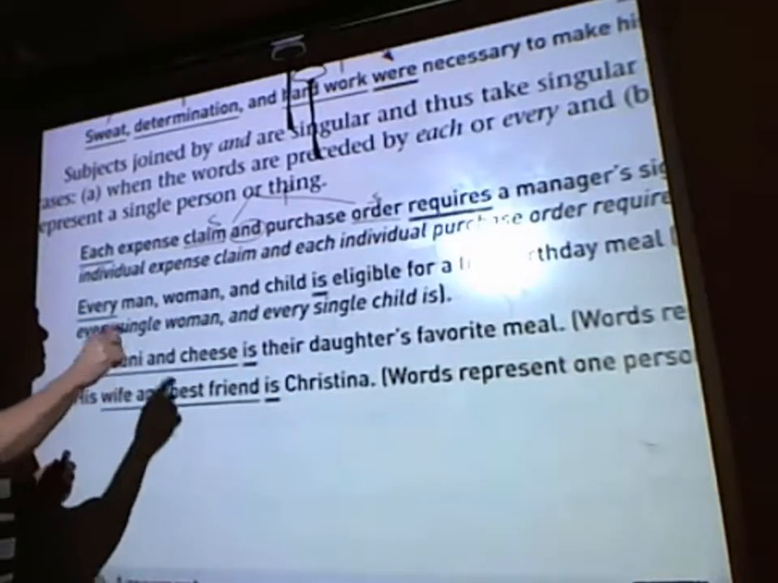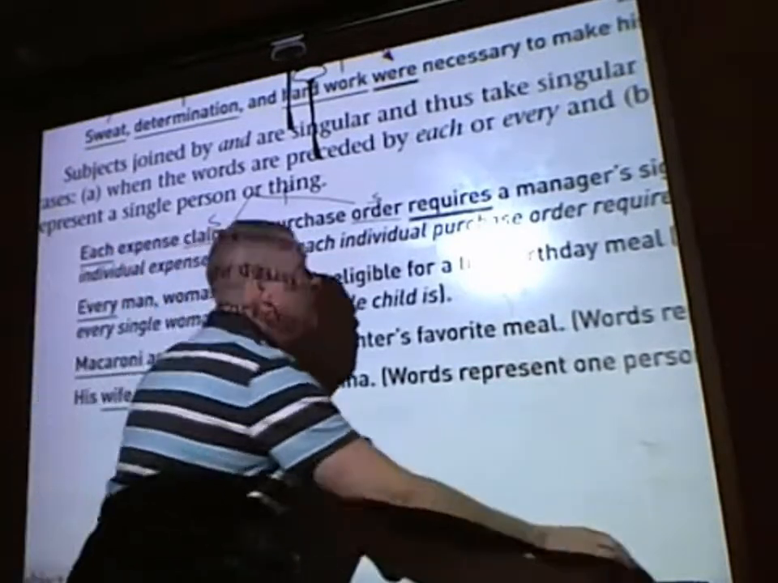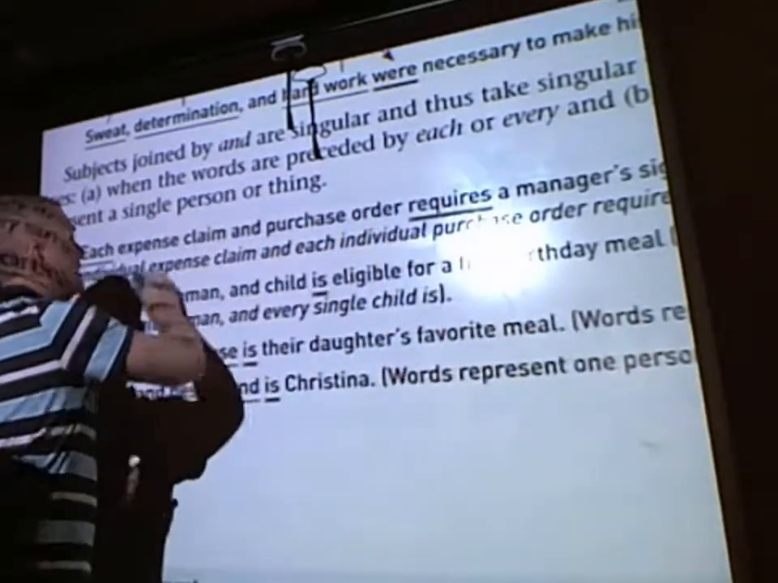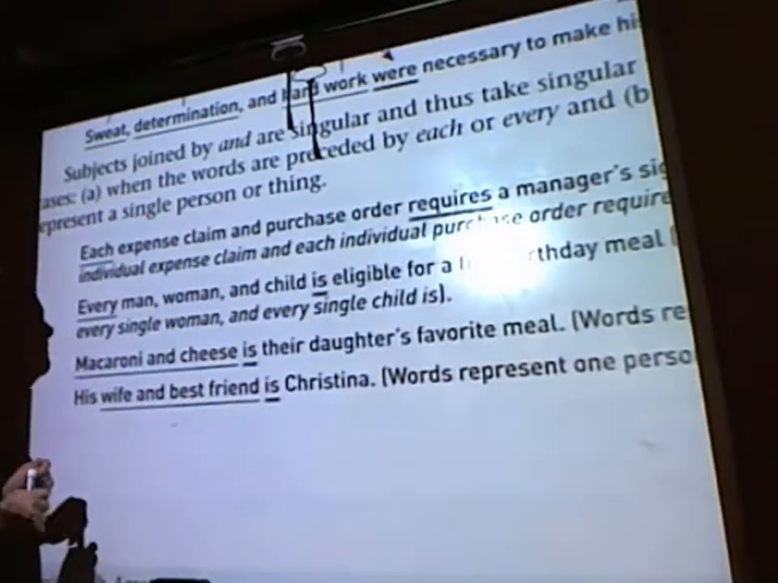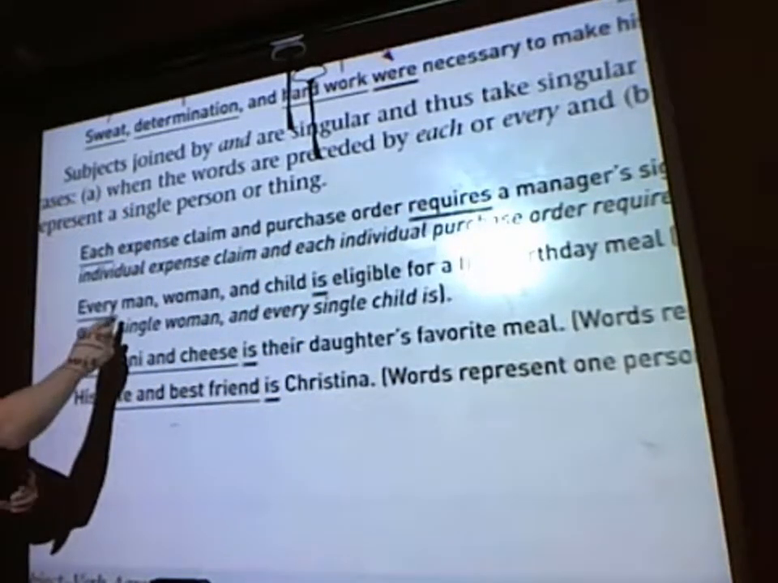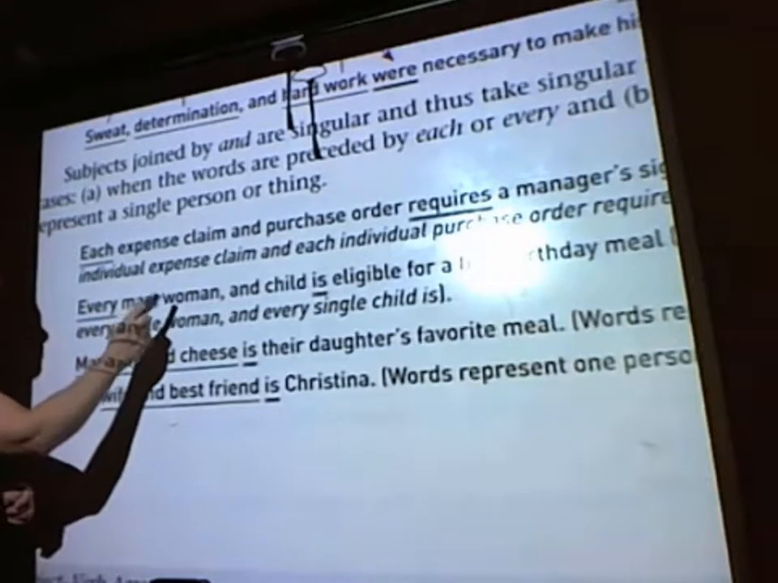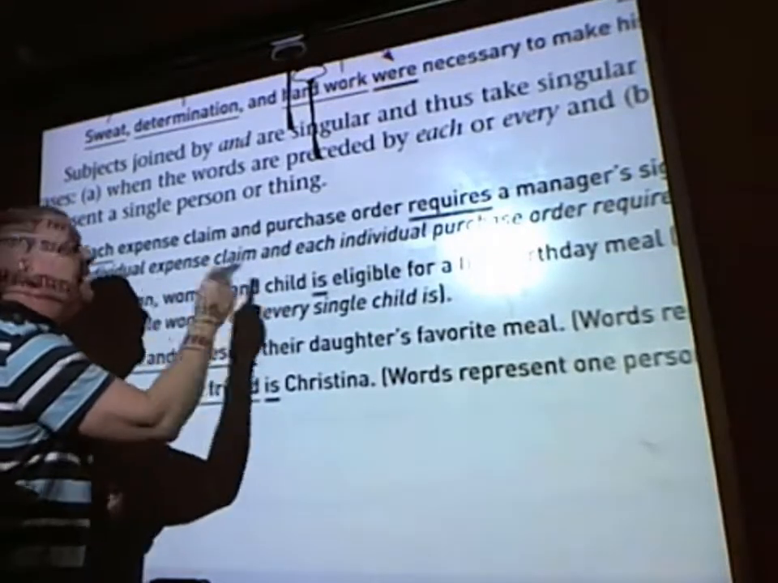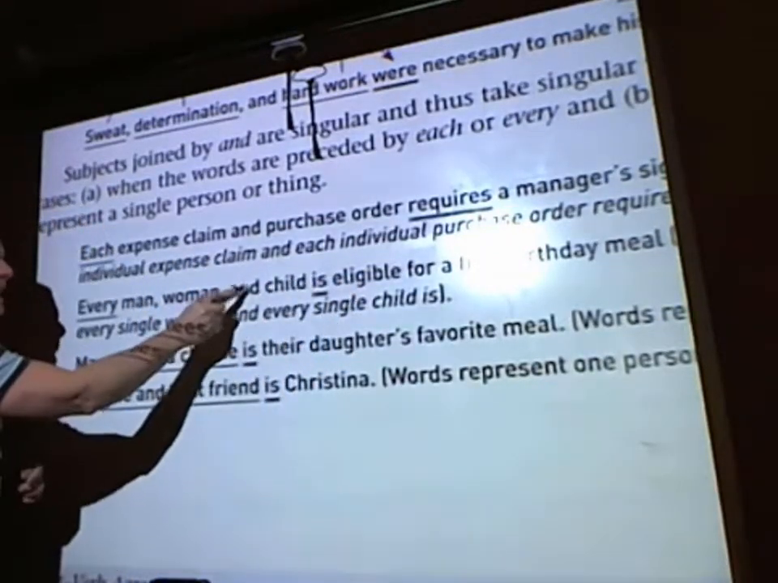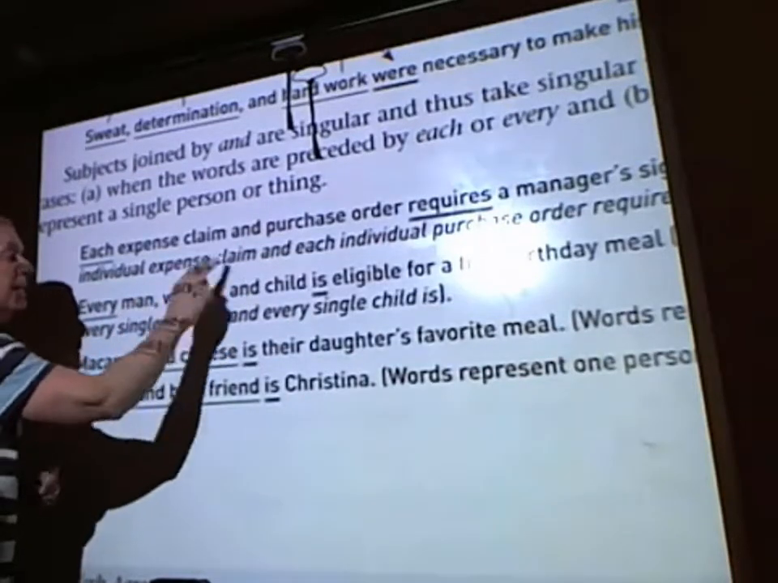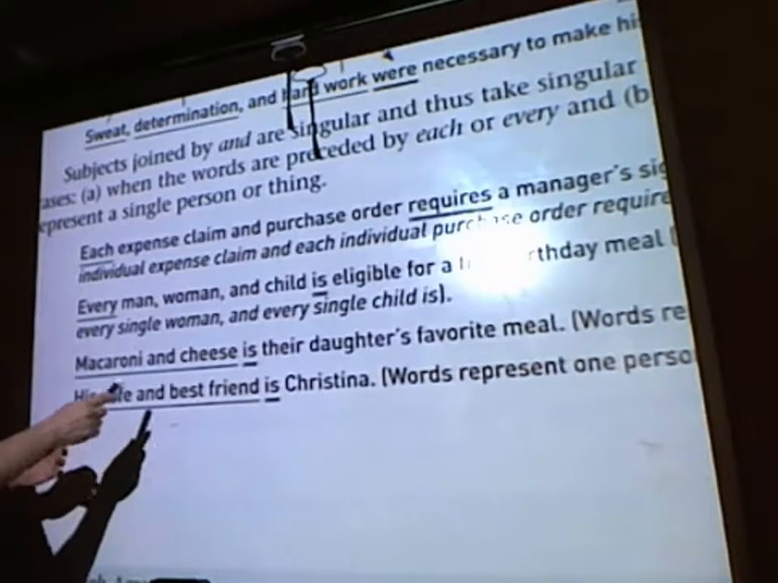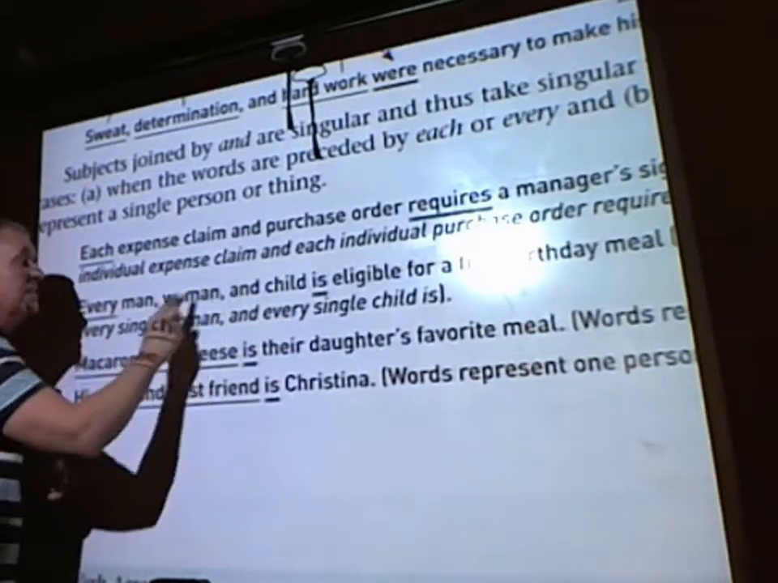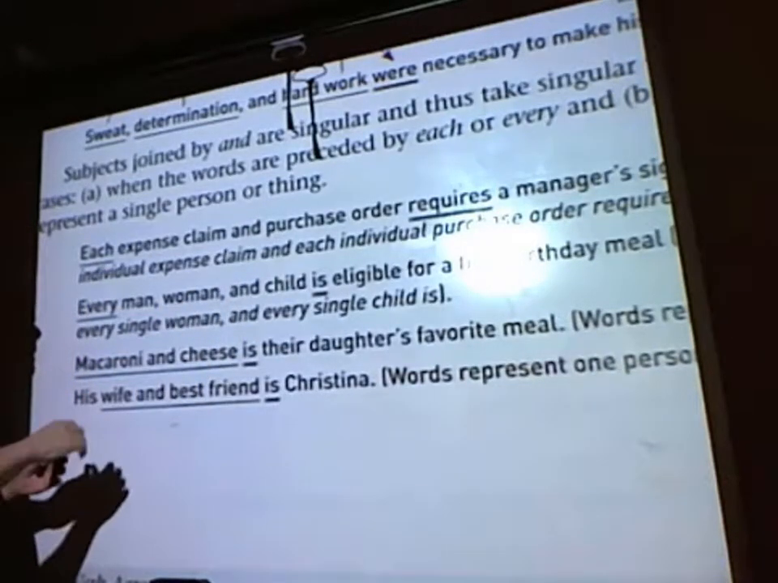So it's each requires singular and singular. Every man, every single man, every single woman, and every single child is eligible. Even though there's an "and" right there with a plurality of joining singular and plural subjects, the word every supersedes the plurality of these three items and becomes the singular subject. So therefore we need a singular verb.